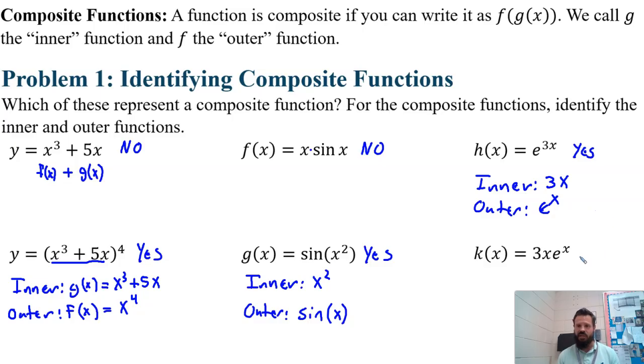All right, the bottom here for k, I must call this a no once again. I do have the same two functions, 3x and e to the x from above, but here I'm not composing them. I'm not putting one within the other. I've just got a product of two functions once again.